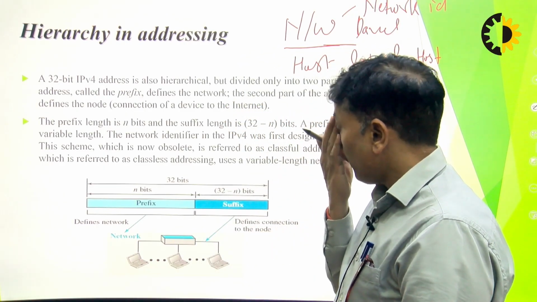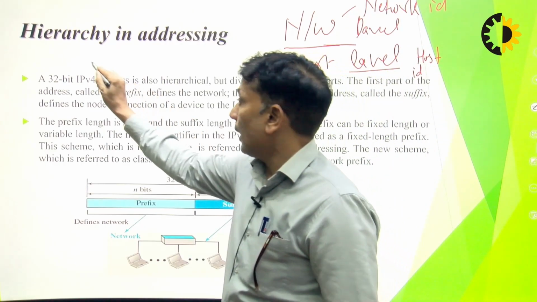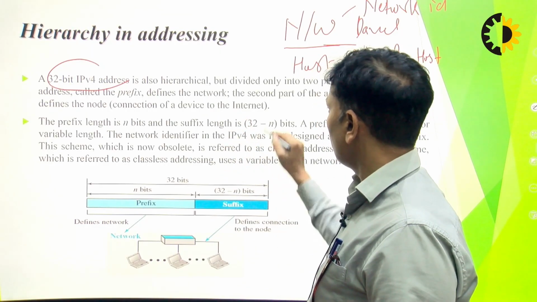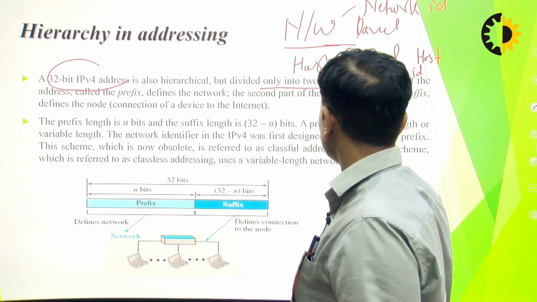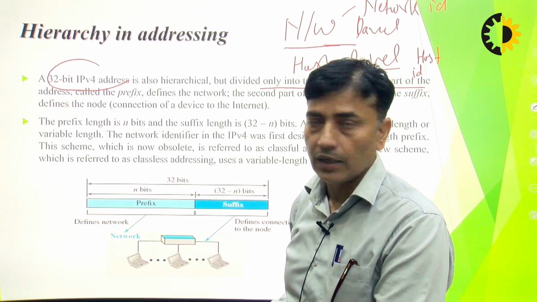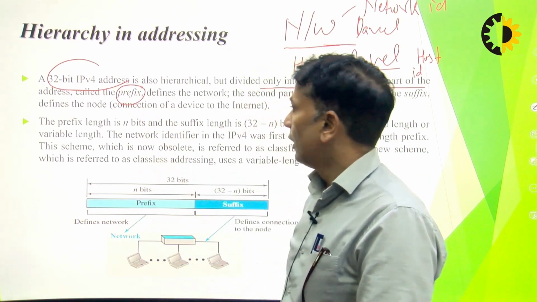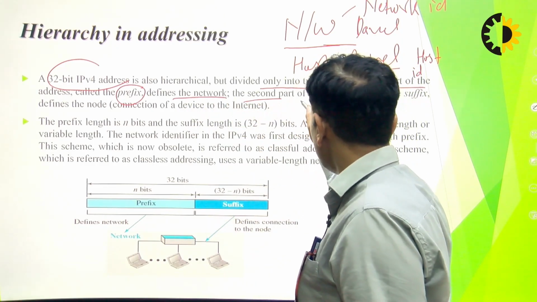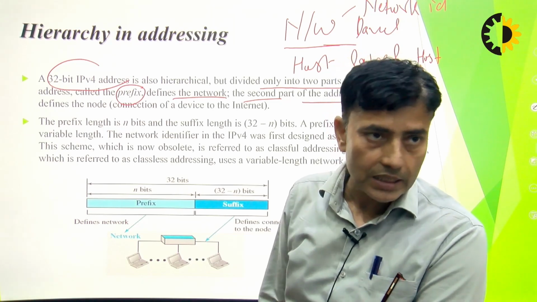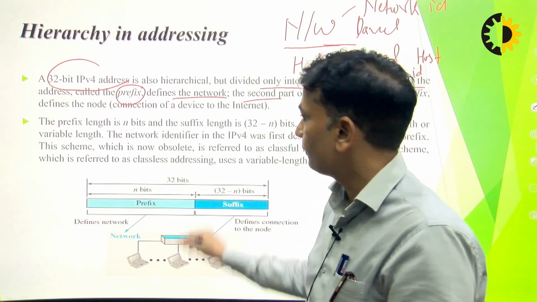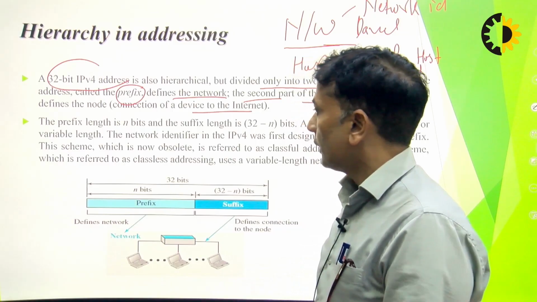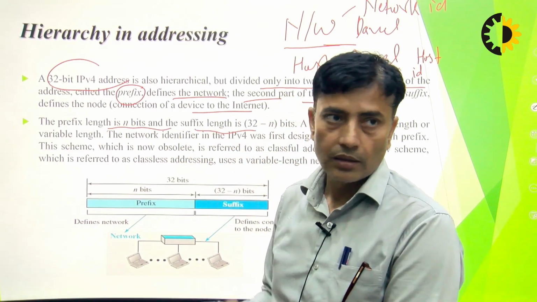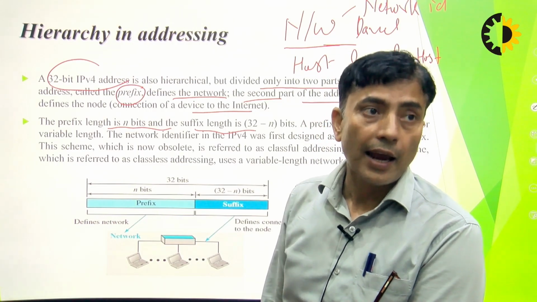In IPv4, as we know, there is a 32-bit address. It is also hierarchical, but divided into only two parts. The first part of the address, called the prefix, defines the network, and the second part of the address, called the suffix, defines the host. The prefix length is n bits and the suffix length is 32 minus n bits.